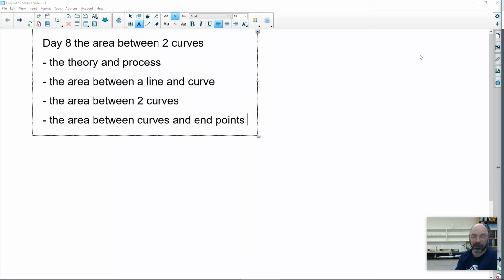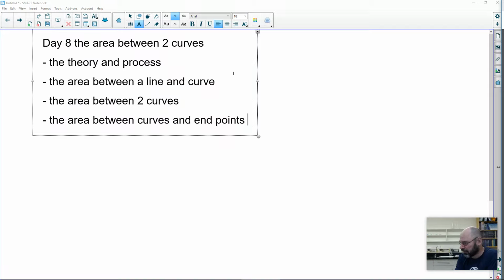Today we're on our 8th day and we're looking at area between two curves. This may be a day where we have to do this in two parts. We'll see. There's about 4 different kinds of questions that come in this area.